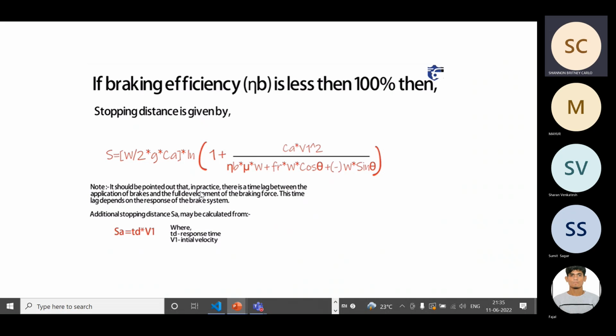One more thing to point out is that in practice there is a time lag between the application of brakes and full development of the braking force. This time lag depends on the response of the brake system, so usually there will be a time lag. We'll consider that as SA is equal to TD into V1, where TD is the response time, which is nothing but the time lag, and V1 is the initial velocity.